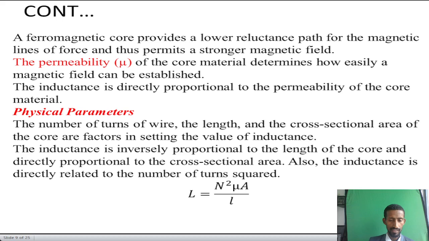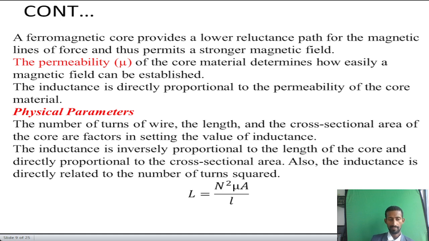Let's see other physical parameters. The number of turns of the wire, the length, and the cross-sectional area of the core are factors in setting the value of the inductance. The inductance is, by definition or by derivation, inversely proportional to the length of the core and directly proportional to the cross-sectional area. Also, inductance is directly related to the number of turns squared, as you can see in this equation.